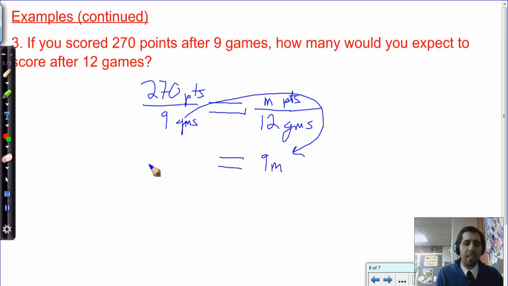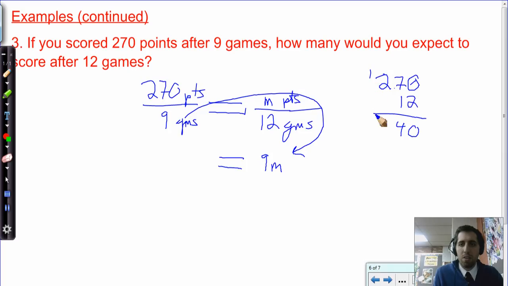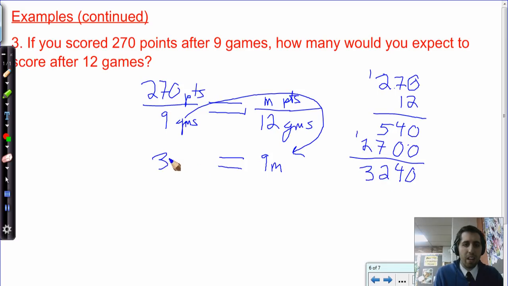So 9 times M is 9M. 12 times 270, let's just save some space and do it right away. So 270 times 12. 2 times 0 is 0, 2 times 7 is 14, 2 times 2 is 4, plus 1 is 5. And then we're just going to multiply it all by 1, so it would be 270 with that placeholder 0. That gives 3,240. So 3,240 has to be equal to 9M.